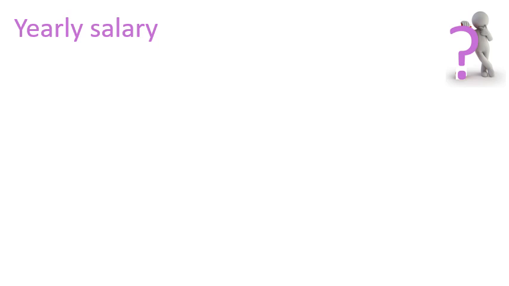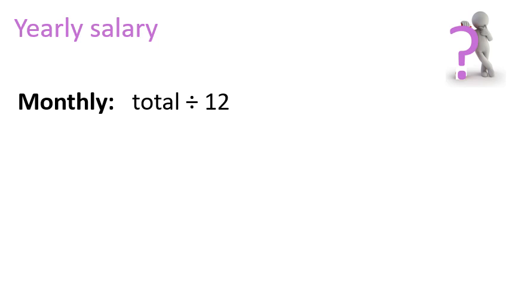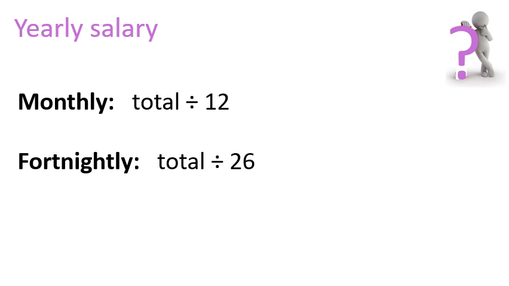So there are 12 months in a year. So to work out your monthly salary, you do your total yearly one divided by 12. You might want to work out how much you get paid fortnightly. So there are 26 fortnights in a year, so the total divided by 26. You might want to work out how much you're getting paid per week, because you just know that total yearly amount. So weekly, it's the total divided by 52, because there are 52 weeks in a year.